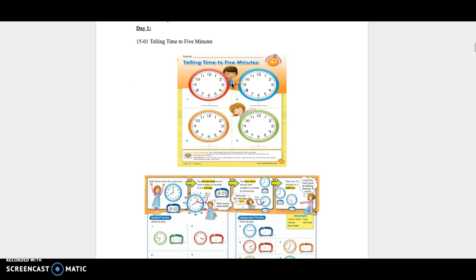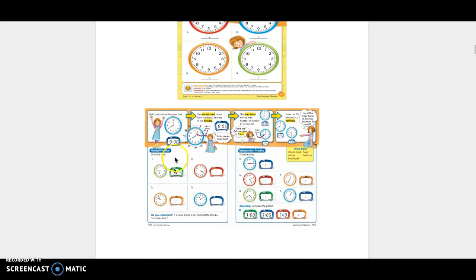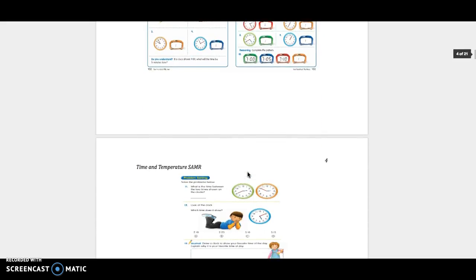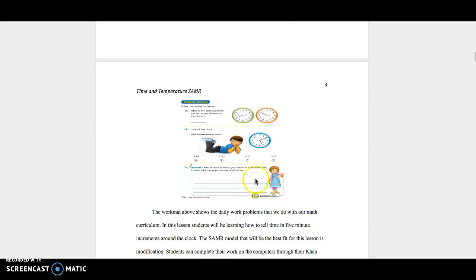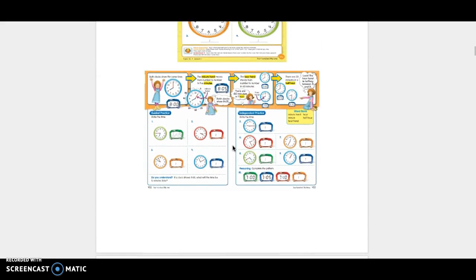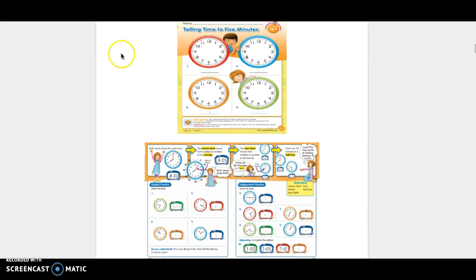This is before the SAMR model. They used to get these worksheets just telling time to the 5 minutes. They would get the very front page here where we would work on this together. They would get their inside page where they would work on that alone. And then they would get their back page, which would usually consist of a story problem to end with. I'm going to show you a way in which they can substitute this lesson.